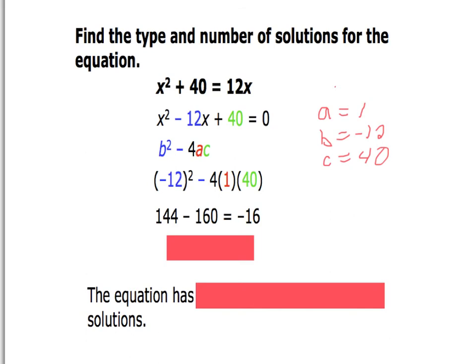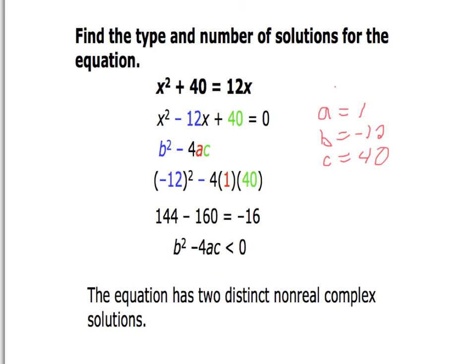Notice that our discriminant was a negative 16. Because it was negative, what does that tell us? How many solutions? We have no real solutions, but that also means we have two complex solutions. Okay, because it is less than 0, we have two complex solutions. No real solutions, two complex solutions.